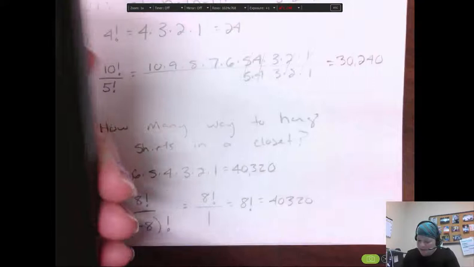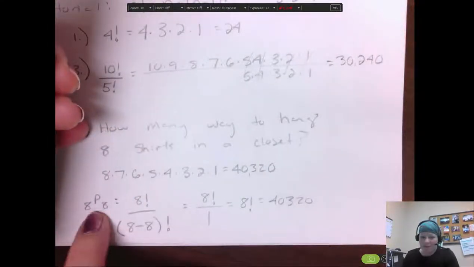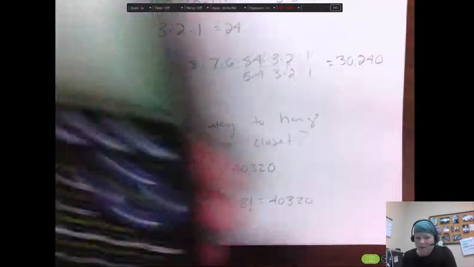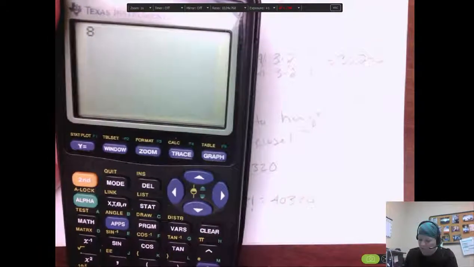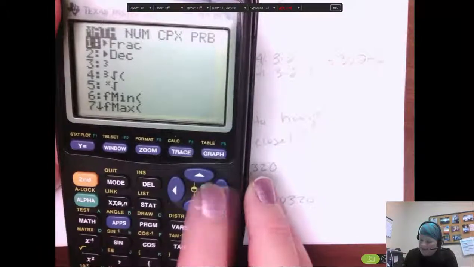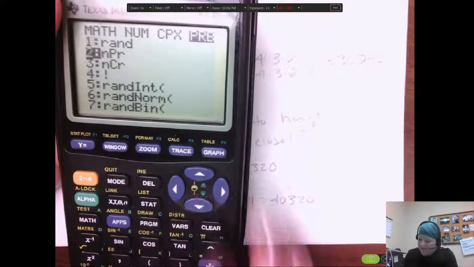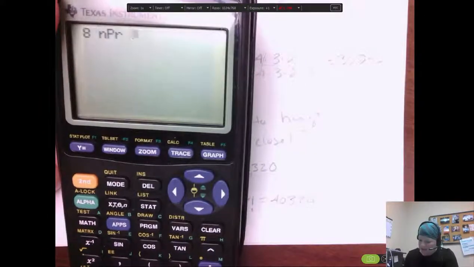All right, let's put in 8 choose 8 with permutations on the calculator. The way that you do that is you hit 8, whatever your n is first. Then you have to go to math, over to probability, down to, we want a permutation, and then we choose 8.